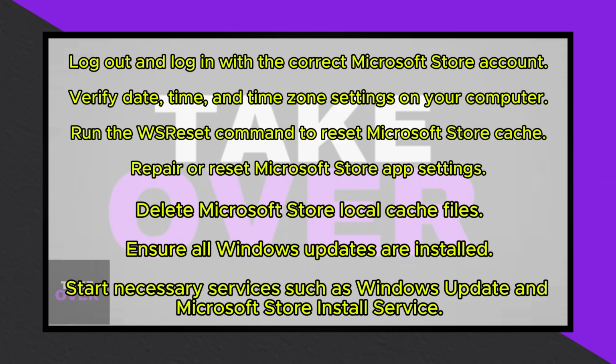If you can't install from the Microsoft Store, try downloading it from the Xbox website. The link is provided in the video description. Simply open the link in your browser, download the app, and run the setup.